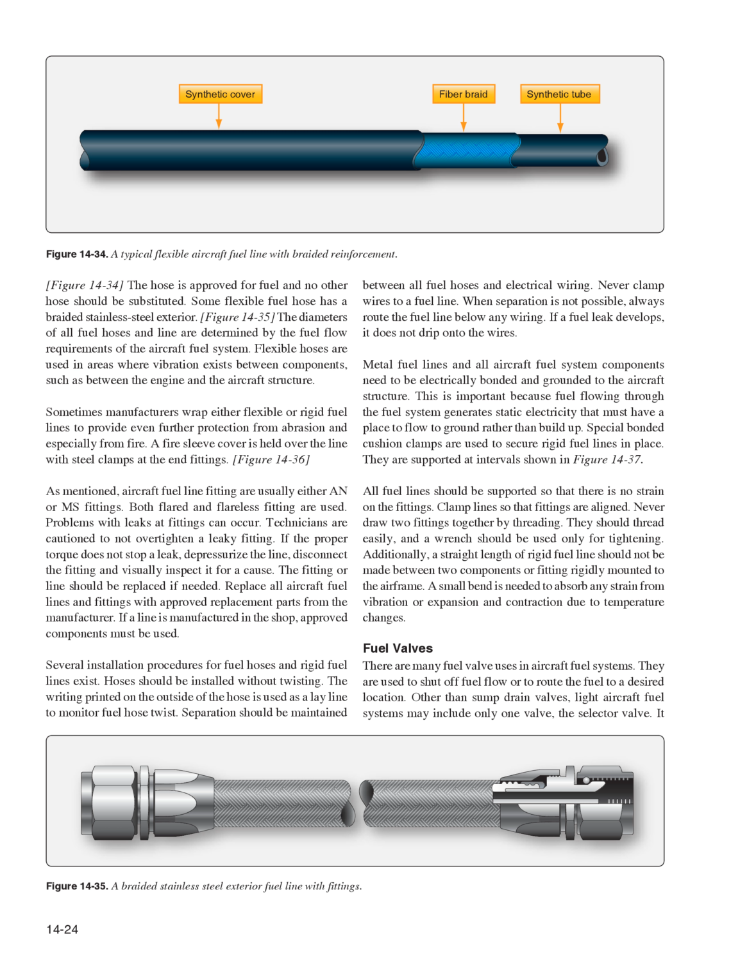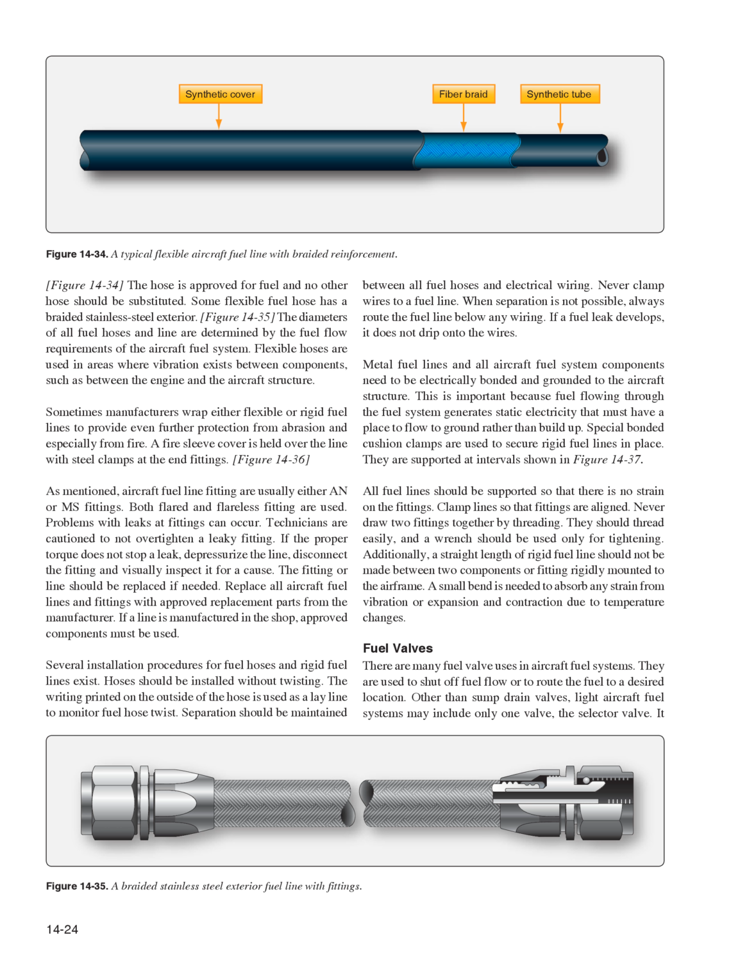fuel system. Flexible hoses are used in areas where vibration exists between components, such as between the engine and the aircraft structure. Sometimes manufacturers wrap either flexible or rigid fuel lines to provide even further protection from abrasion and especially from fire. A fire sleeve cover is held over the line with steel clamps at the end fittings. Figure 14-36. As mentioned, aircraft fuel line fittings are usually either AN or MS fittings. Both flared and flareless fittings are used.